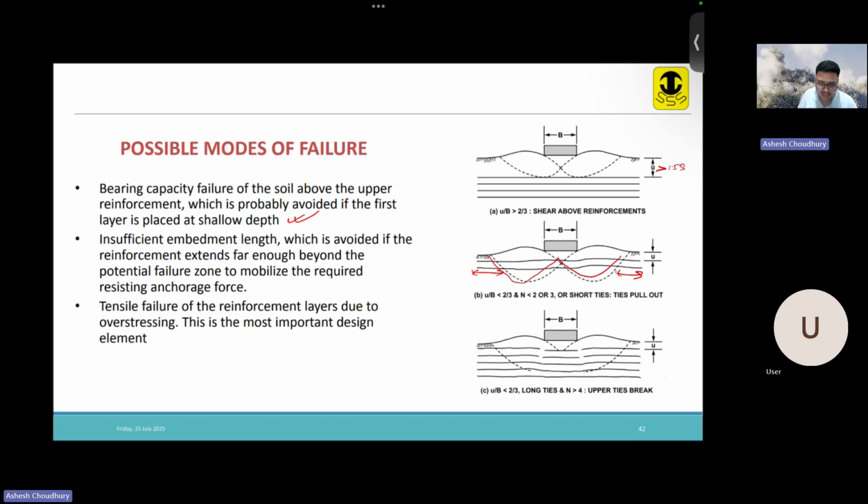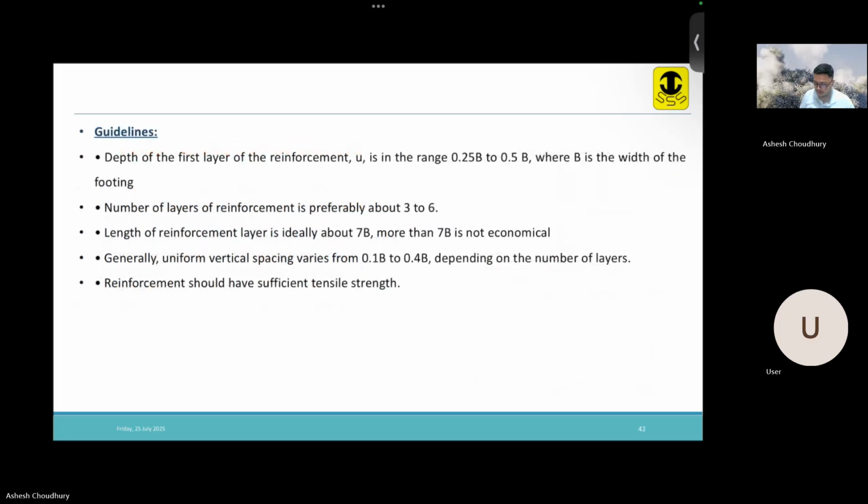This is the most important design element. So you have to ensure that the overstressing does not happen. This overstressing generally happens in this region. We'll see what this region is. Later we'll see at what points there are high chances of this breakage.